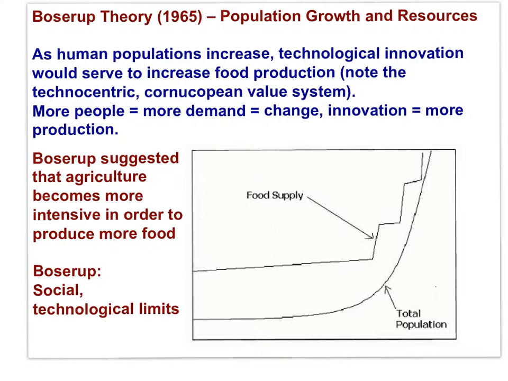Boserup from Denmark suggested in the 1960s that as human populations increased in size, technological innovation would maintain pace to provide food. Boserup was technocentric, an optimist, a cornucopian. Boserup's theory was that with more people, there would be more demand, there would be change and innovation, and more production of food. Agriculture becomes more intensive in order to produce more food. In Boserup's mind, the limits were technological, not biological.